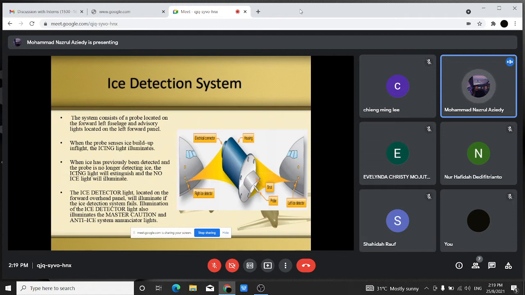The ice detector light is located on the forward overhead panel. It will illuminate if the ice detection system fails. Illumination of the ice detector light also illuminates the master caution and anti-ice system initiator lights in the cockpit.